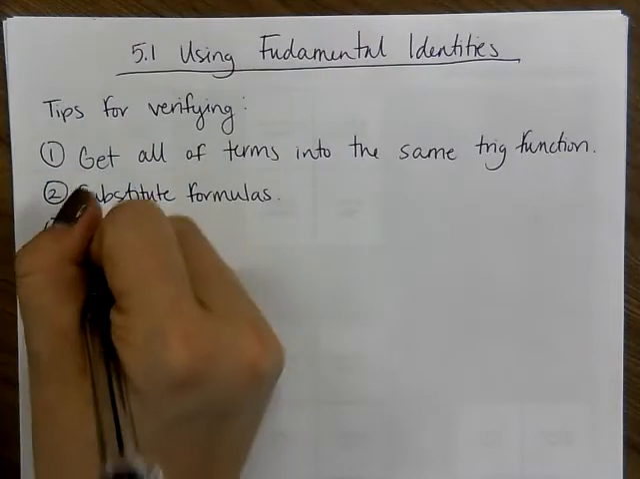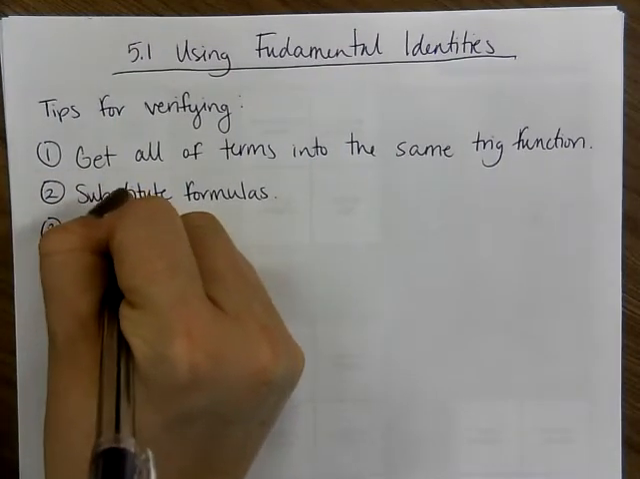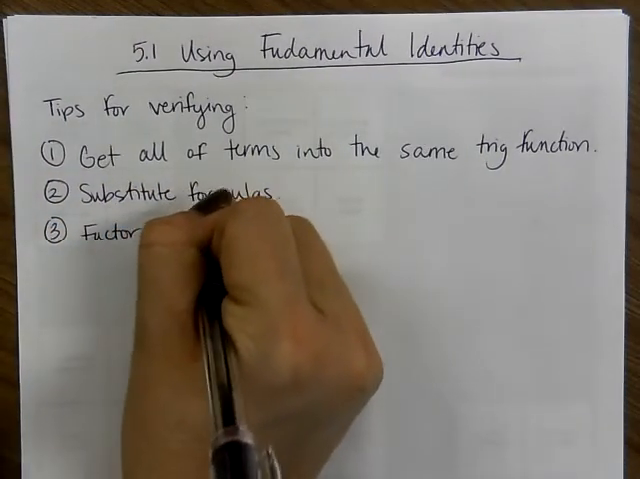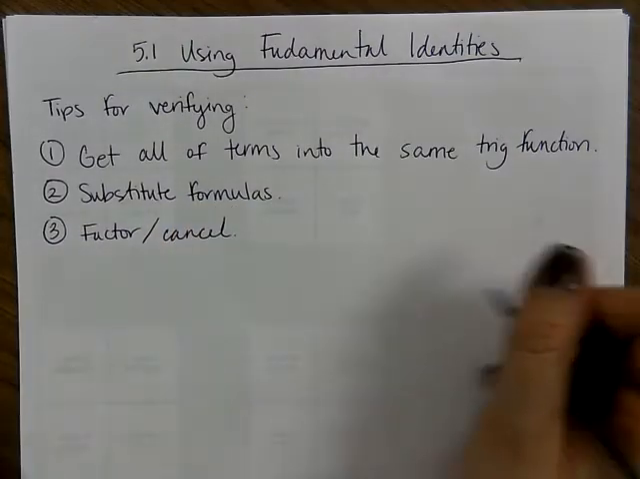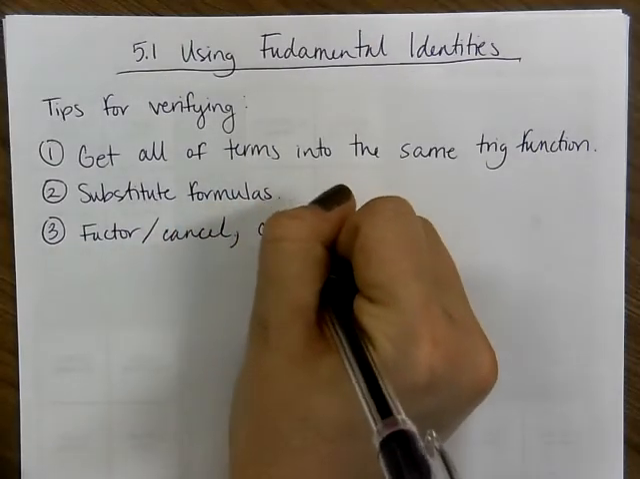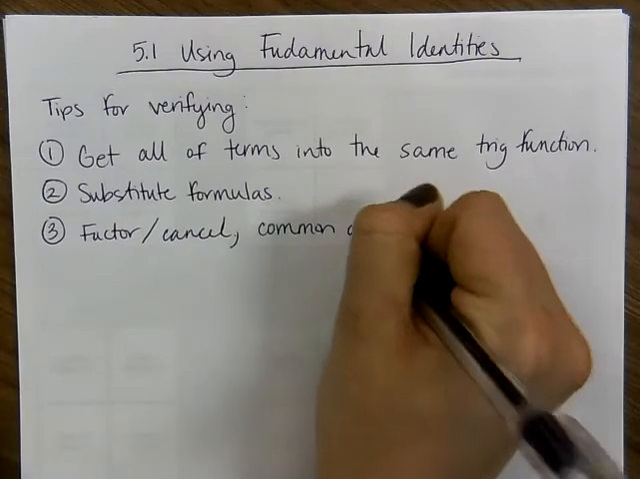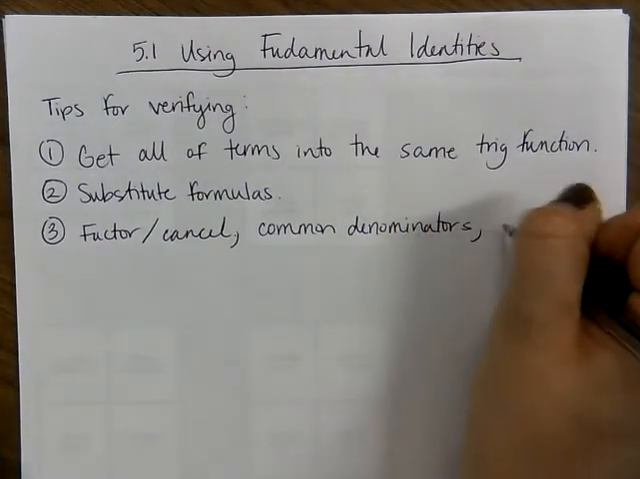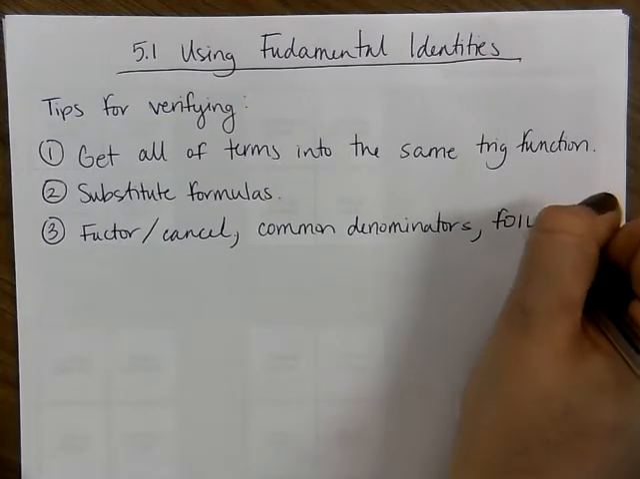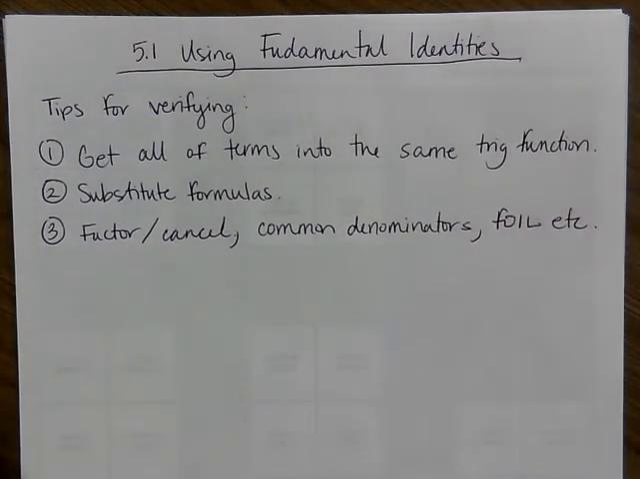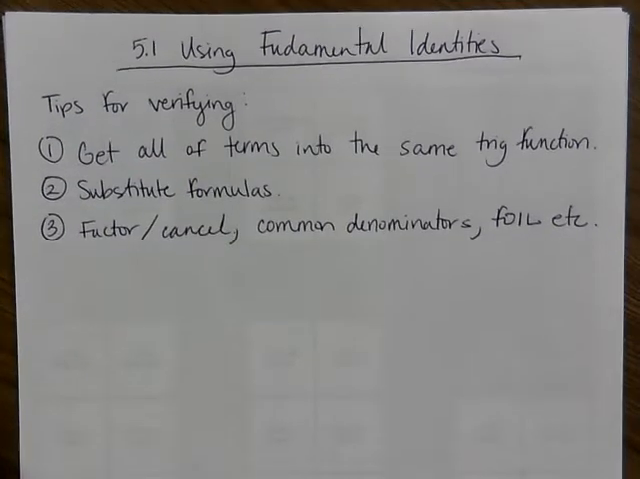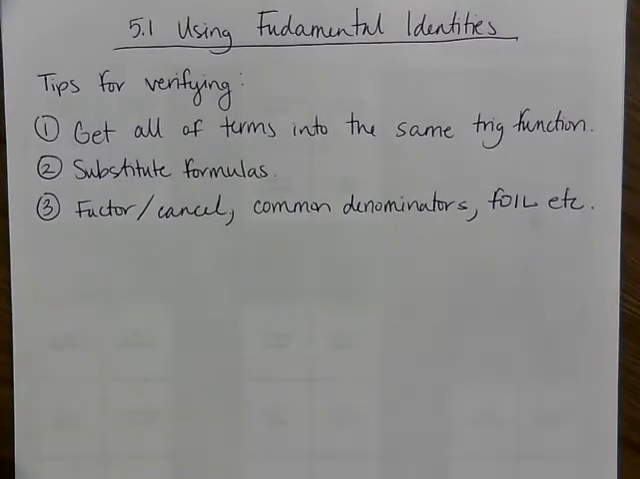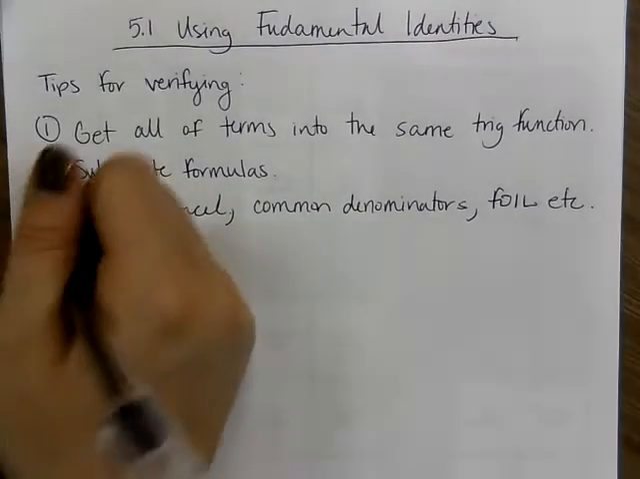Number three, you could try to factor and cancel. Okay, you could try to get common denominators. You know, you could try to FOIL, etc. Okay, so you can try just basic algebra skills. If it looks like you have two fractions and they're being added together, then you should get a common denominator and add them together. Okay, sometimes that will be helpful.